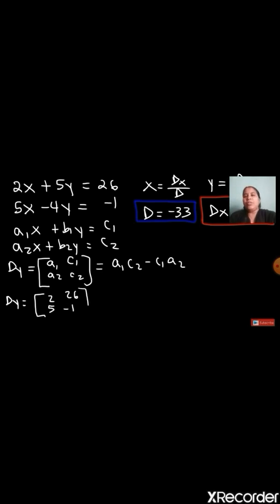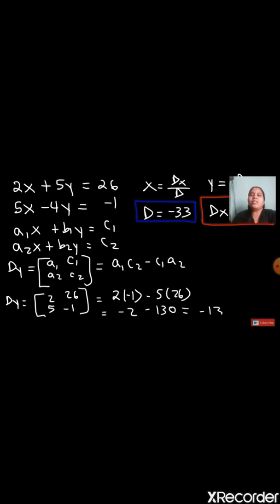So the value of the determinant can be found out by cross multiplying. 2 into minus 1 minus 26 into 5. So we get minus 2 minus 5 into 26. You need to multiply it. So answer is minus, yes, how much? Minus 130. So that is equal to minus 132. So dy is equal to minus 132.